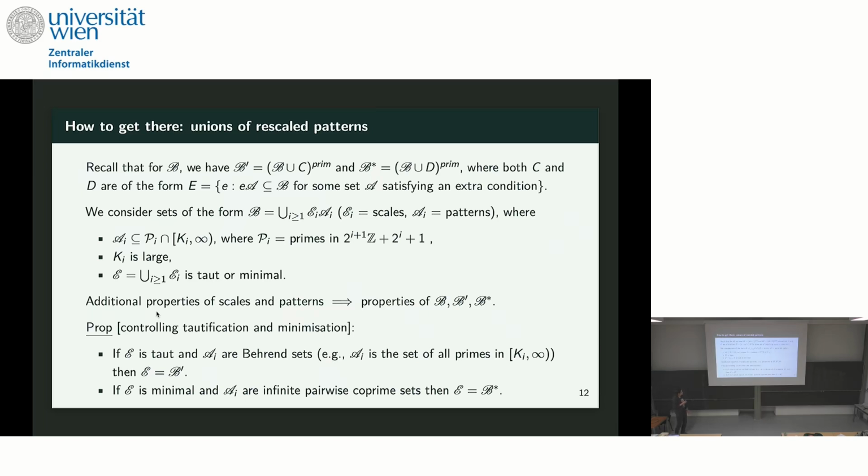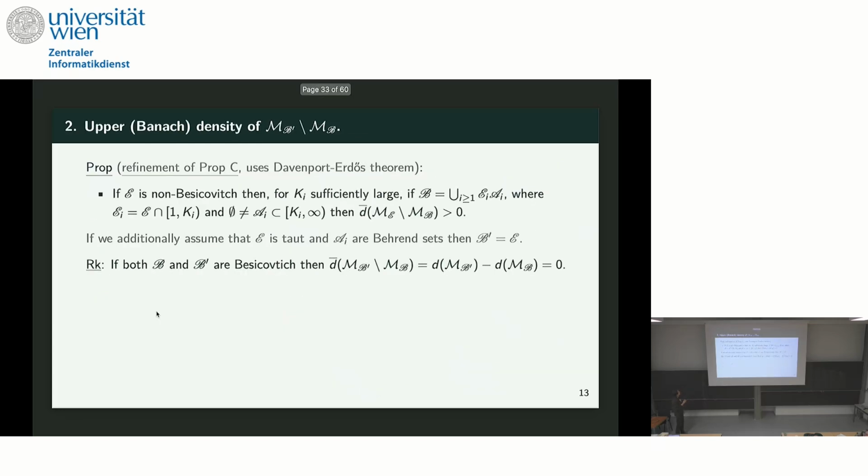The main tool that allows us to control tautification and minimization is as follows. If E is taut and A_i are Behrend sets, so for example, A_i is the set of all primes in this arithmetic progression in this interval, then E is equal to B prime. And if E is minimal and A_i are infinite pairwise coprime sets, then we get the minimal, this star counterpart.